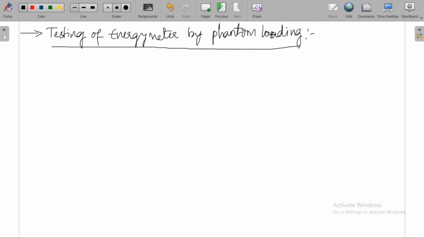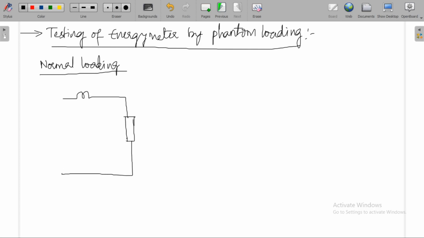Phantom loading is also called fictitious loading. First we will go for normal loading. We have the current coil, which is placed in series with the load.